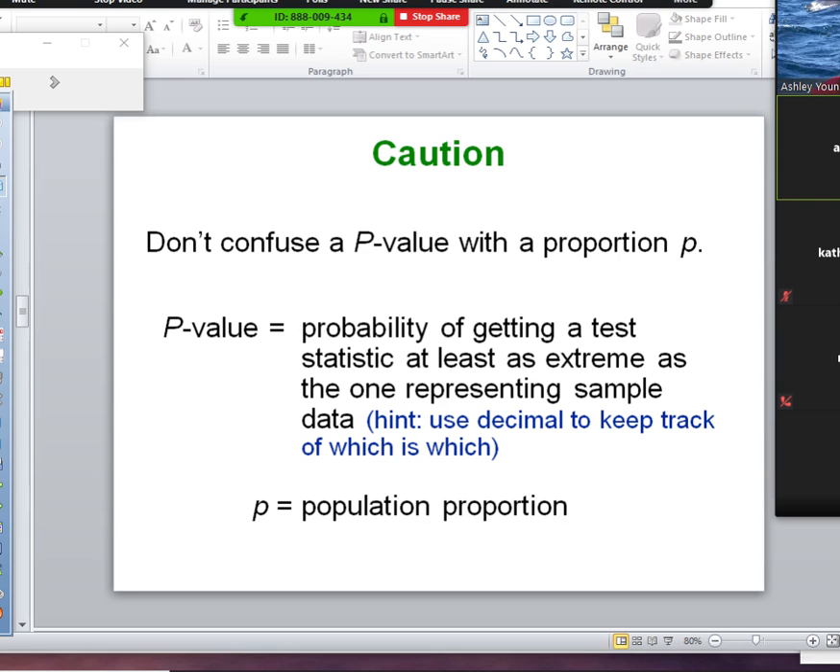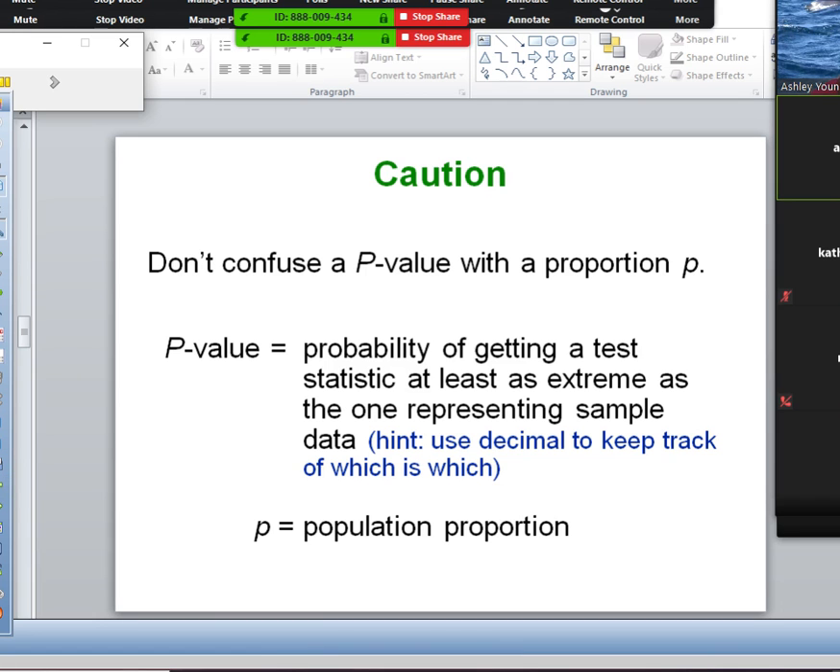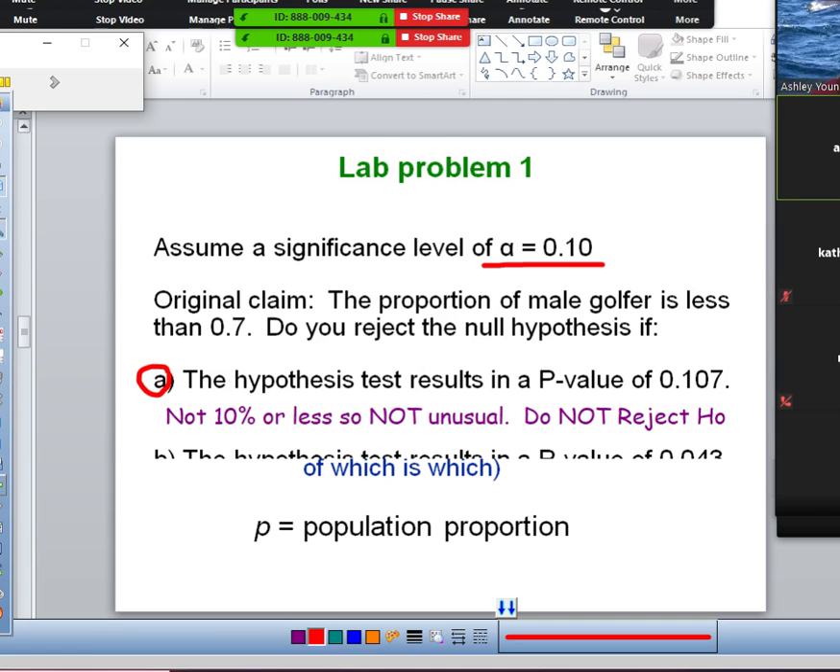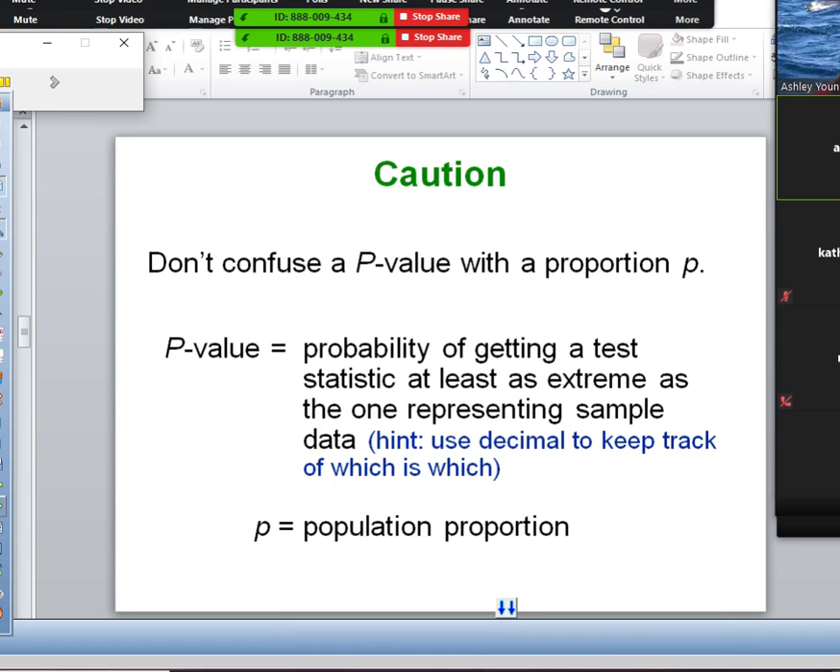All right, so you might have noticed, it's a little bit confusing. Like the last problem, if you looked at the actual problem itself, it was about the proportion of male golfers being less than 0.7. So then we have a decimal here, we have a proportion here, and then we have this other decimal here, and this other decimal there. There's a lot of decimals going on. It gets a little bit confusing, right, because we're comparing all these percentages, and in a sense you're comparing these probabilities.